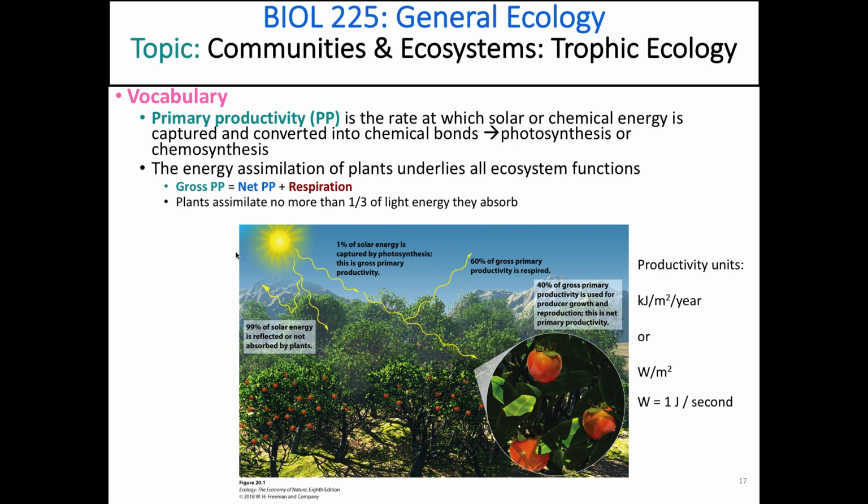And in general, these productivity units are measured as kilojoules per meter squared per year, or watts per meter squared, and a watt is 1 joule per second. And so they all involve some unit of energy, some unit of area, and some unit of time.